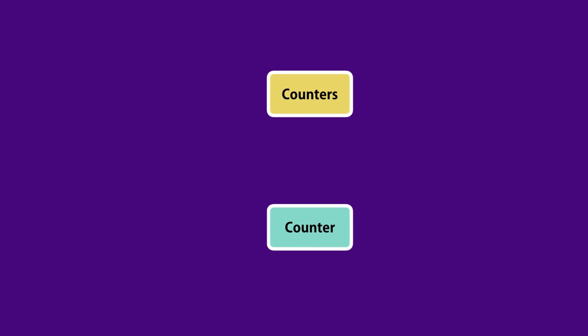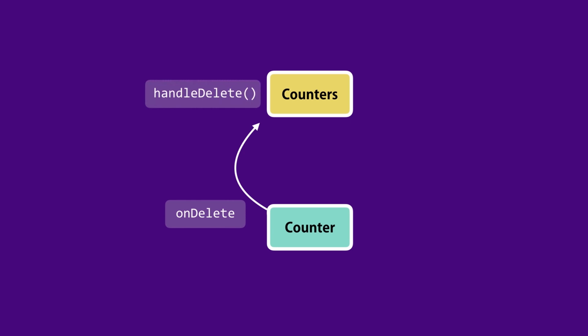To solve this problem, we should modify our counter component to raise an event. We're going to call that event onDelete. So our components can raise events, and this is the naming convention we use to name those events. So the counter component will raise this event, and our counters component will handle this event. In other words, we should implement the handleDelete method in the counters component, not the counter component. This concept of raising and handling events is something that you see in a lot of libraries for building user interfaces. It's not specific to React. Now let me show you how to implement this concept in React.